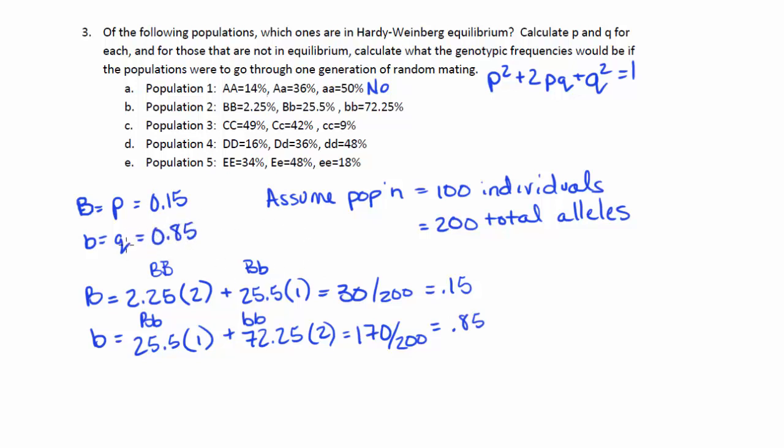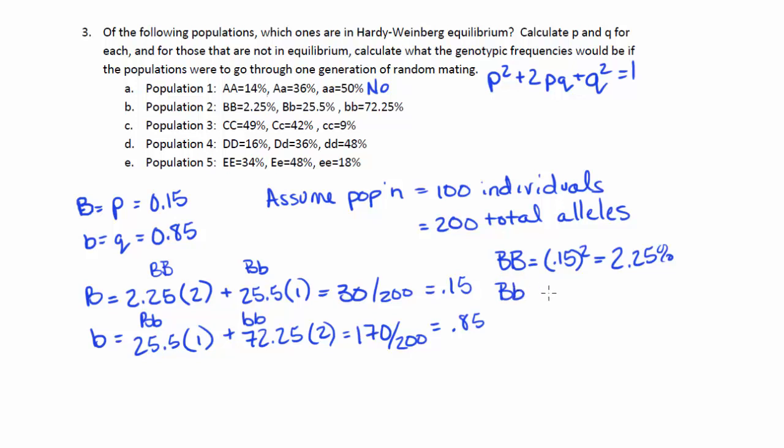Using that information, we now want to see, is this population actually in Hardy-Weinberg equilibrium? So again, using this equation, we know that the capital B would be equal to P squared, so they would be equal to 0.15 squared. If we do 0.15 squared, that is equal to 2.25%. Okay, so that looks good. That's actually matching the frequency that we actually have of capital B.